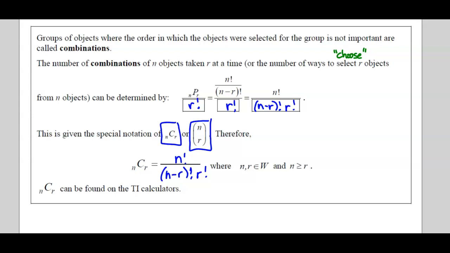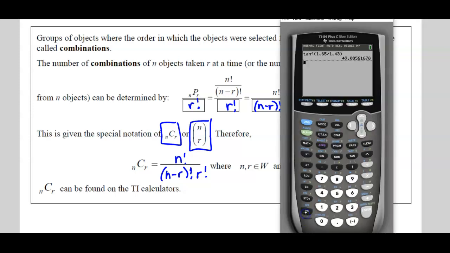It's located in the same place as nPr in your calculator, one line below. So math, probability, number 3. Okay, so if we do 10 choose 3, we get 120. So this is what this is. I thought it was way more complicated.